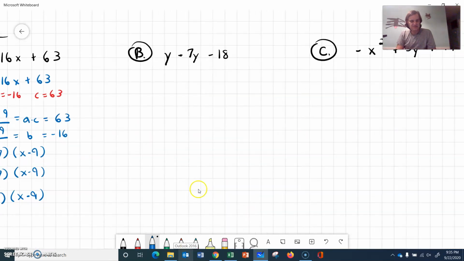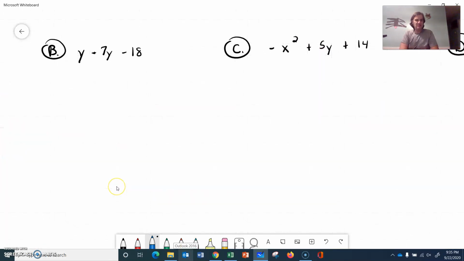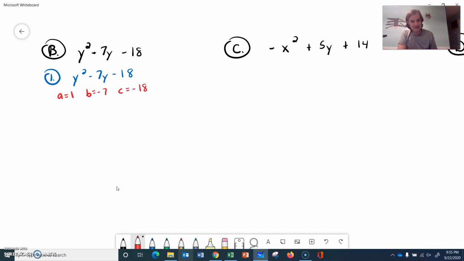The next one is going to be very similar. y squared minus 7y minus 18. So once again, look for a common factor, but it starts with 1, so nothing comes out. But you can go ahead and identify your A, B, and C. A is 1, B is negative 7, and C is negative 18.